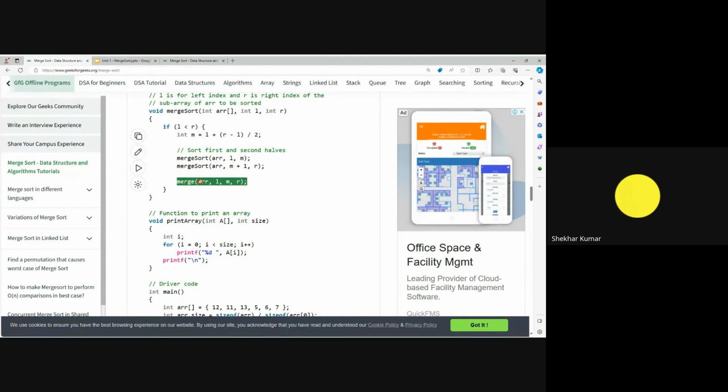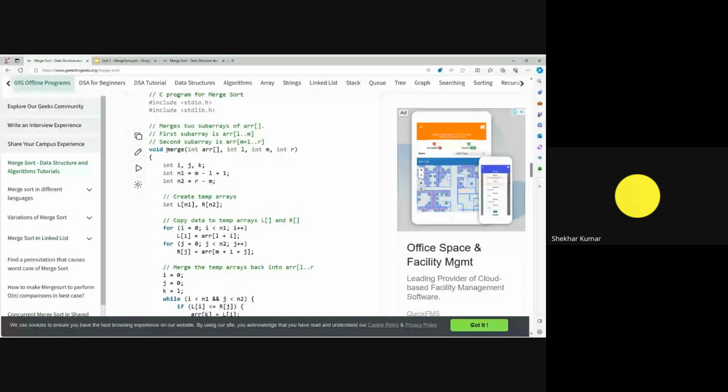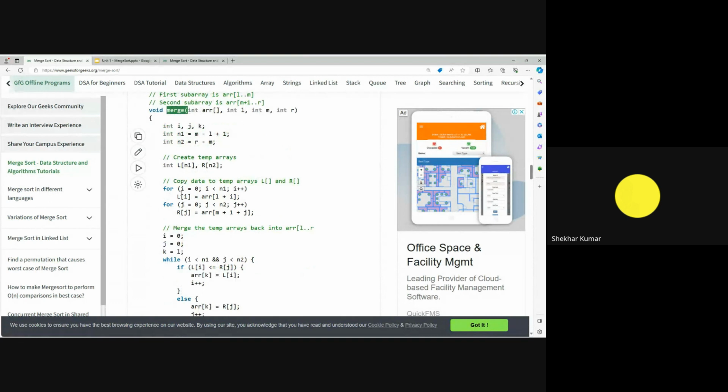Now the merge procedure will be called. But where is the merge procedure? The merge procedure is on the top of the program. This is your merge procedure. In the merge procedure, you see that there are two loops for sorting the elements.